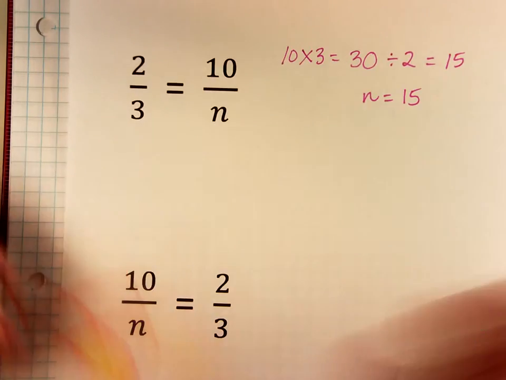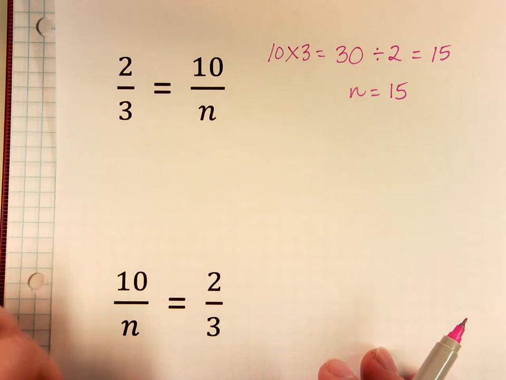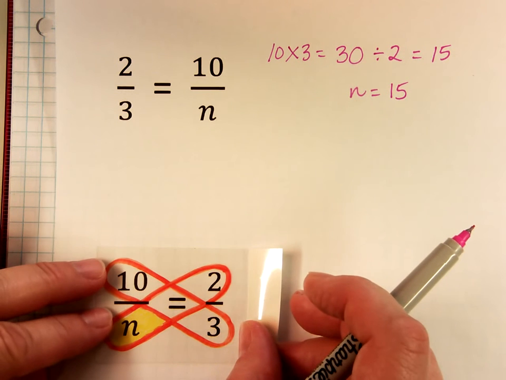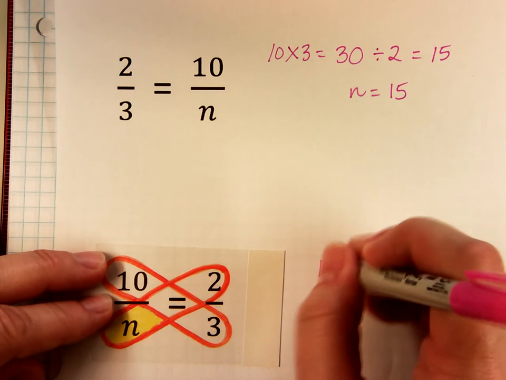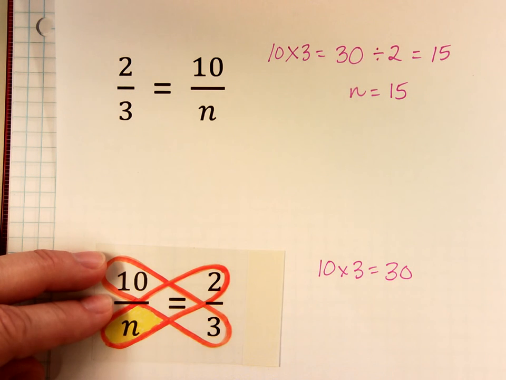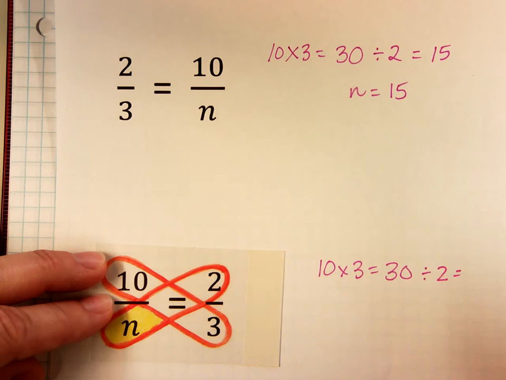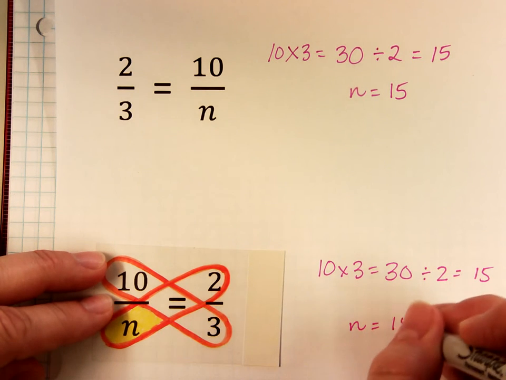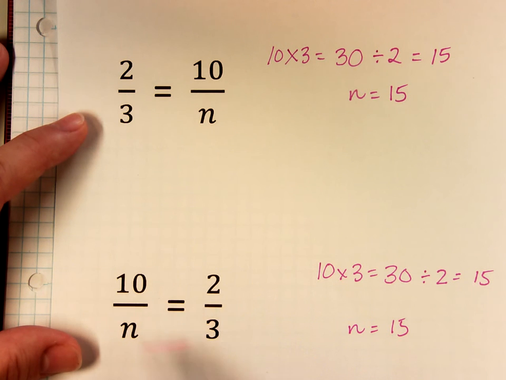Let's do one more. This time my n is on the bottom, and also it's on the left side of the proportion. Again, that is fine. It doesn't matter where your n is. I'm just going to maneuver this any way I want. Step number 1, start with the line that has two numbers that I already know. 10 times 3 equals 30. Step number 2, do the other line of the X and take the number that you know. 2. 30 divided by 2 equals 15. n equals 15. Here I had 2/3 equals 10 over n, and then I just flipped the proportion. 10 over n equals 2/3. And as you can see, I got the same exact number.